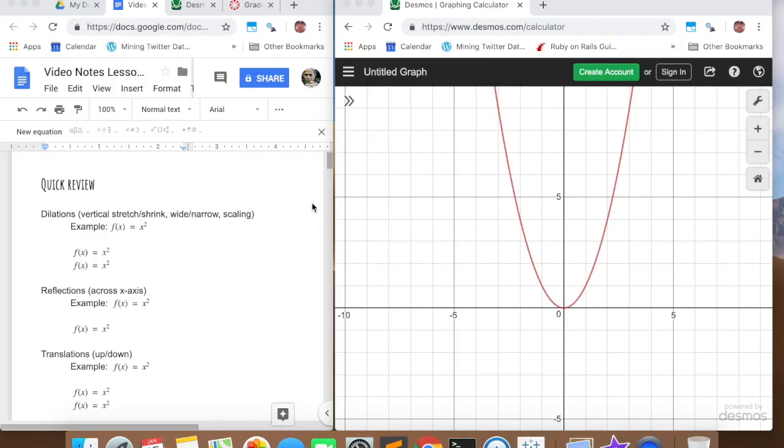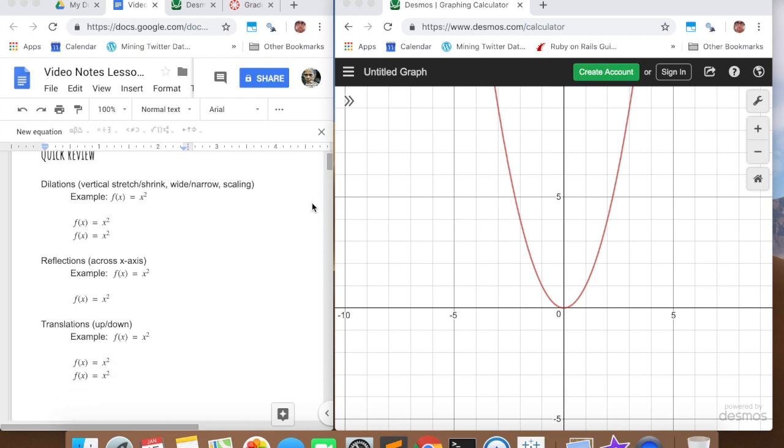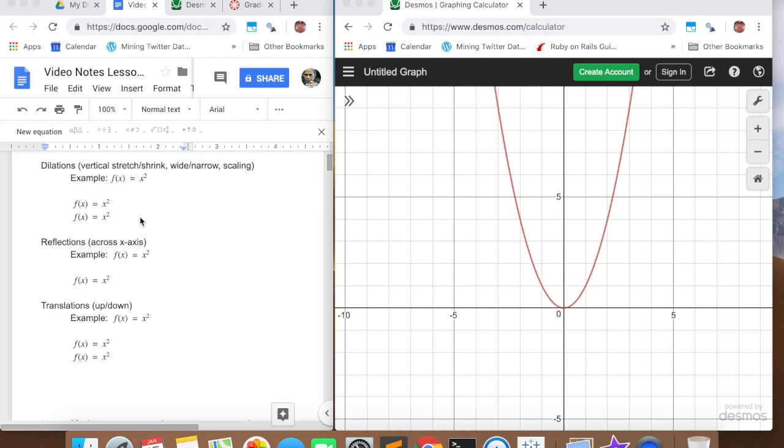Welcome to Lesson 18. We're going to continue to talk about transformations. So let's review a little bit about what transformations might be. We've talked about dilations, and those are vertical stretches or shrinkage when essentially a graph either widens or narrows down by a scale. So I have my parent graph here.